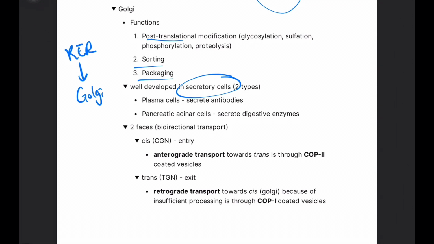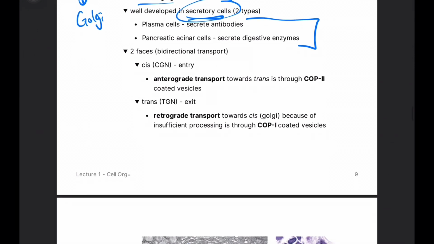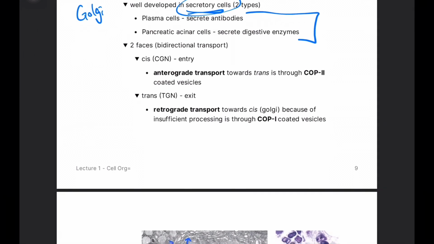So if a cell has a lot of rough ER and it has a lot of Golgi, then you can probably imagine that it's a secretory cell, right? Do you have to know that plasma cells secrete antibodies and pancreatic acinar cells secrete enzymes? Sure, those are neat things to know, but just think about what they're going to test you on first, right?